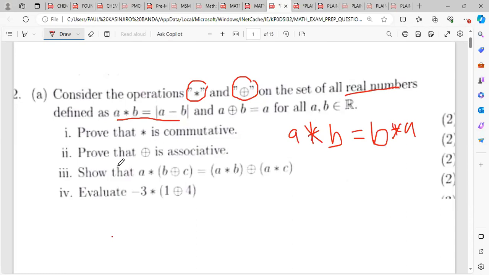Then here they're saying prove that the crossed circle, this symbol with a circle and a cross inside, is associative. So what rule governs associativity? For associativity, we have to introduce a third member to this formula, meaning A crossed circle B, in brackets, then operated with another crossed circle.